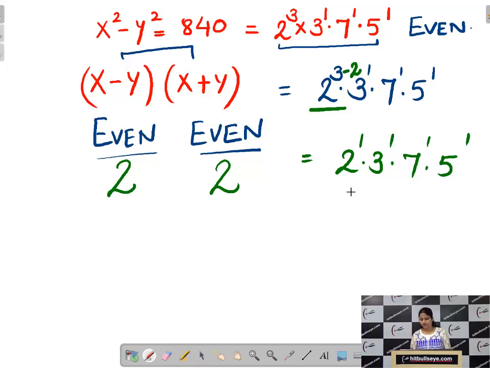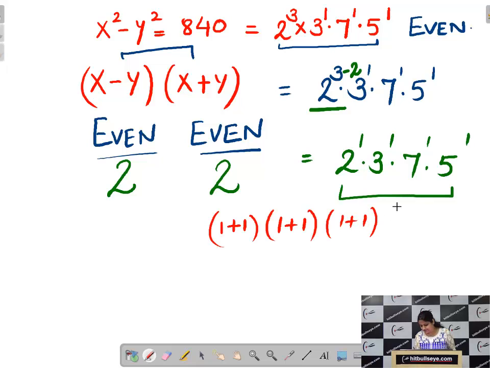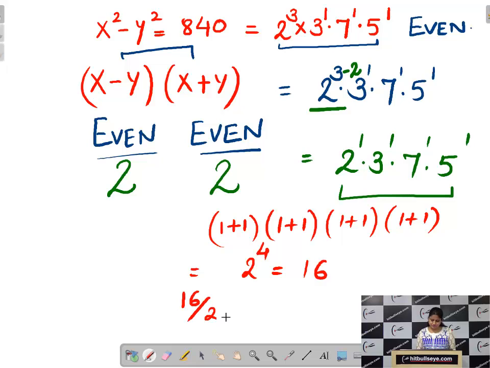So what can we do now? Directly we can take this number and see in how many ways it can be factorized into two factors. How many factors are there? It will be (1 plus 1) into (1 plus 1) into (1 plus 1) into (1 plus 1), which is 2 raised to power 4, that is 16. So the new number has 16 factors and we want to make pairs. Pairing can be done in 16 by 2, that is 8 ways, and corresponding to every way we have a solution.